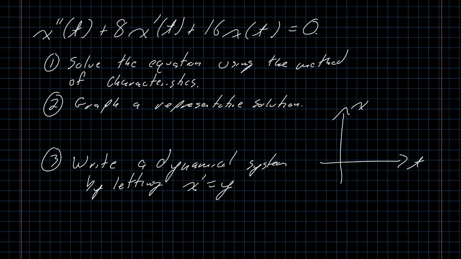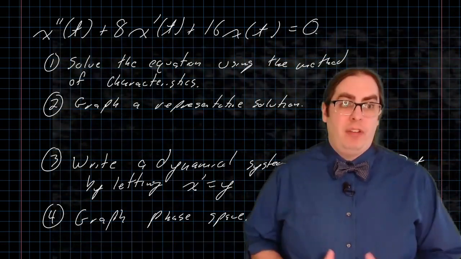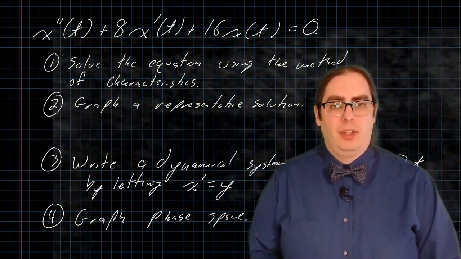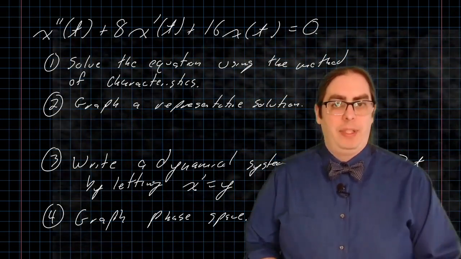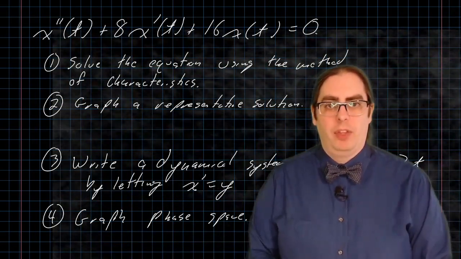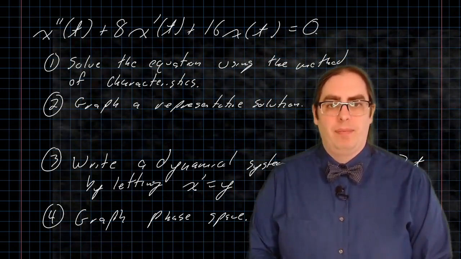Then I want you to write a dynamical system for this differential equation by letting x prime equal y and graph that result using phase space so that we can compare a couple of different results. All right. That's a lot of pieces, but I don't think that they're that bad. There's only one thing that's new and it's fairly straightforward. But take a couple of minutes playing around with all of those things, see what you come up with, and I'll see you in the next video.